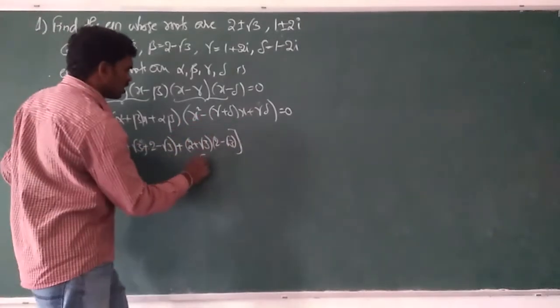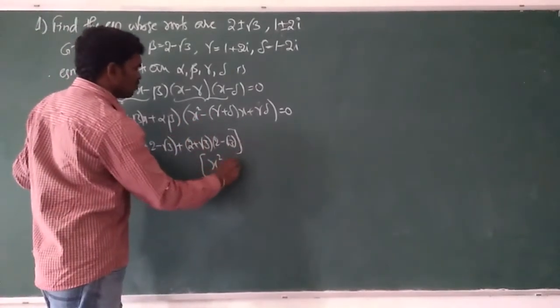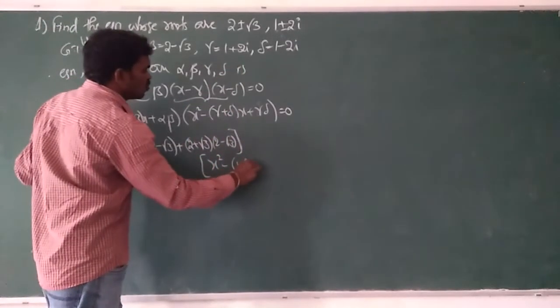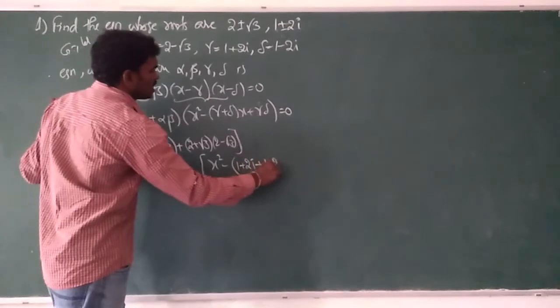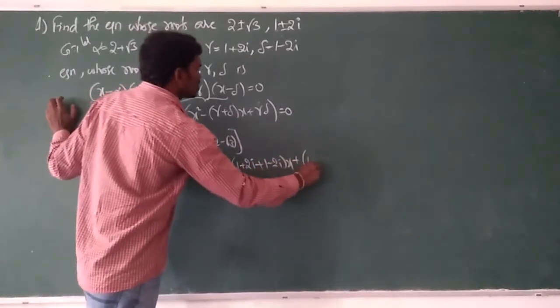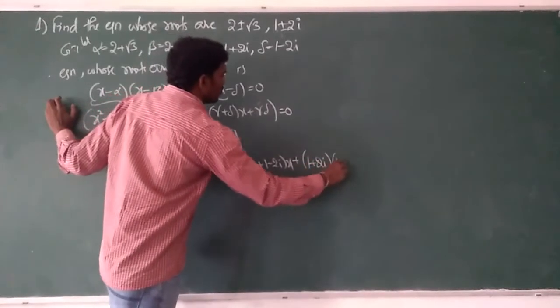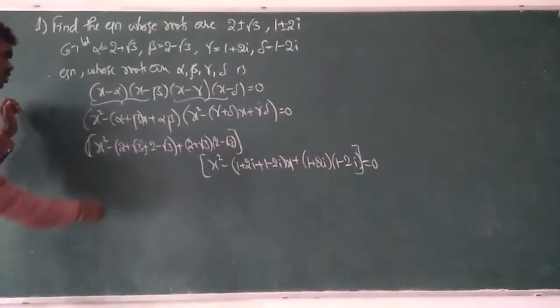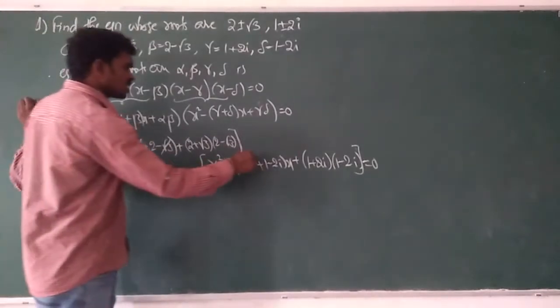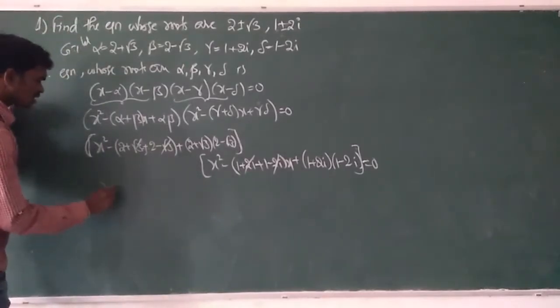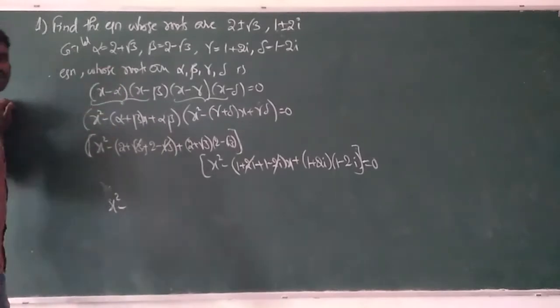Next one, x squared minus (gamma plus delta) x plus gamma delta. Gamma means 1 plus 2i, plus 1 minus 2i, into x, plus gamma into delta, means (1 plus 2i)(1 minus 2i), is equal to 0. So now simplify: minus root 3 plus root 3 cancel, plus 2i minus 2i gets cancelled, and x squared minus. By solving this we can get the solution, that's it.